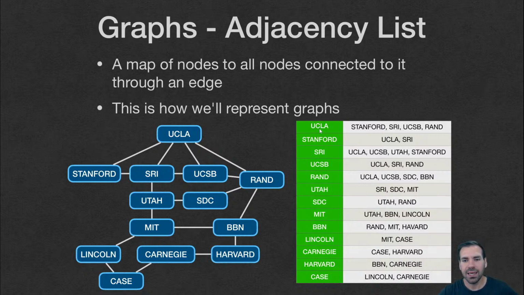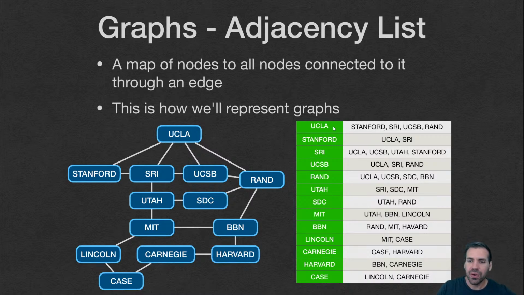So UCLA is connected to Stanford, SRI, UCSB, and RAND through edges. So in the adjacency list, UCLA gets Stanford, SRI, UCSB, and RAND in its adjacency list. If you ever want to find all what we call the neighbors of a node, which are any nodes connected to a node by an edge, you go to the adjacency list and say, give me all the neighbors of UCLA. You'll get an array list with these 4 nodes, and you can iterate over those nodes and do whatever you're going to do with all the neighbors.